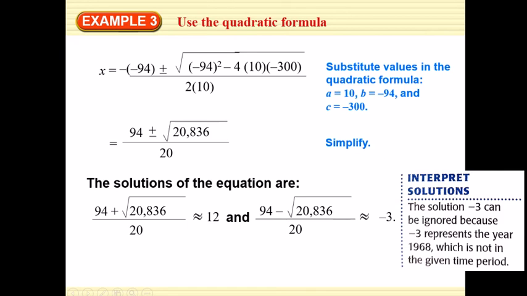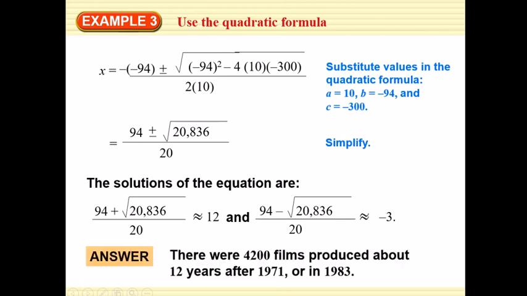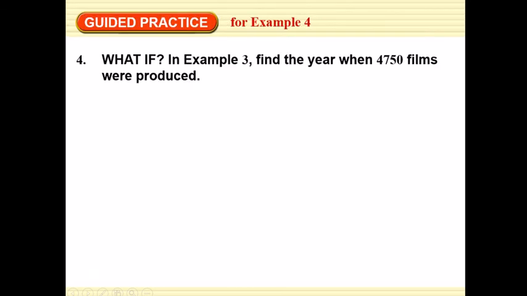because we are talking about a time frame here. That negative 3 would actually represent 1968, which is not a possible answer for what the problem laid out for us. Alright, so there were 4,200 films produced about 12 years after 1971, or your solution is actually 1983. So here's an additional guided practice for you. Find out when there were 4,750 films produced.